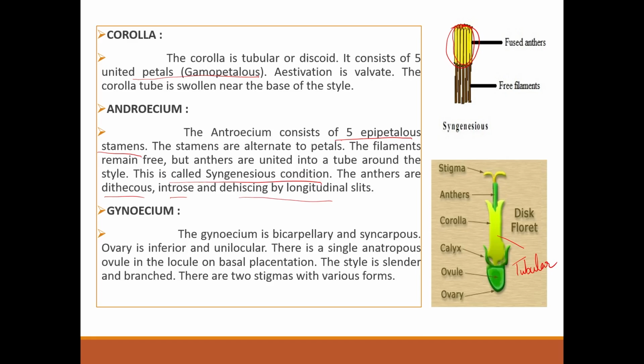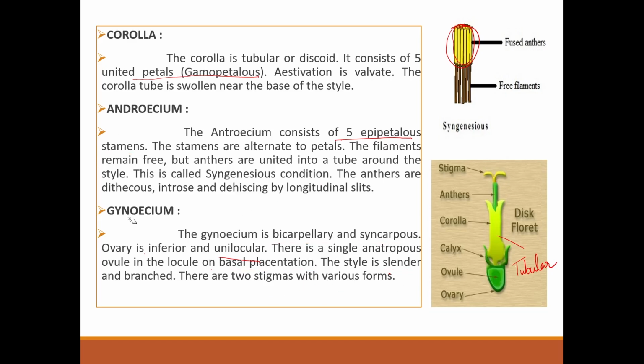So one of the characteristics of this particular family is the presence of a capitulum. The next is the presence of syngenesious stamens. Then the gynoecium is bicarpellary, syncarpous, and inferior with a unilocular ovary. And there is a single anatropous ovule in the locule with basal placentation. And the style is slender, and the two stigmas are of various forms. You can see there is a bifid stigma present.